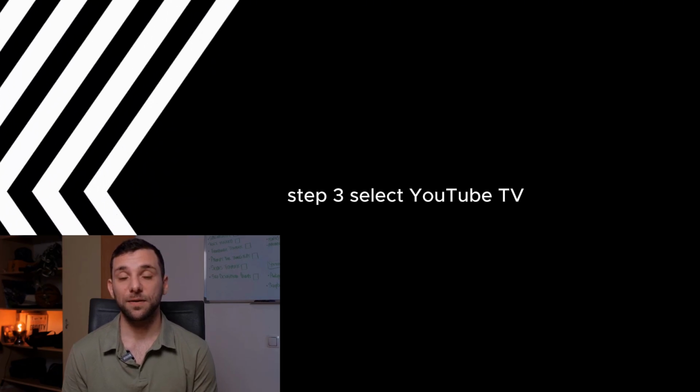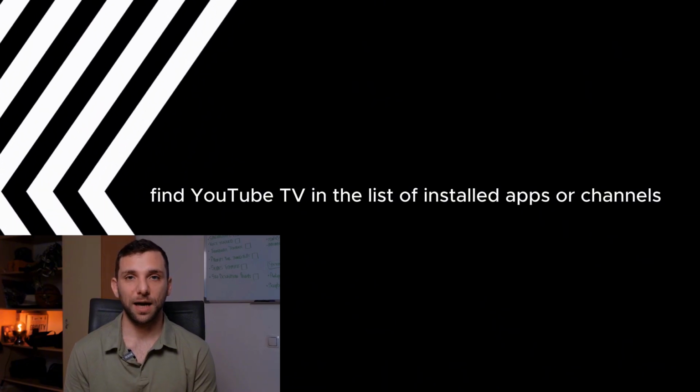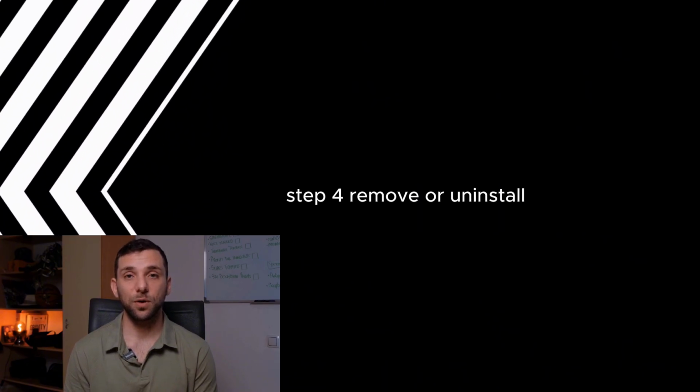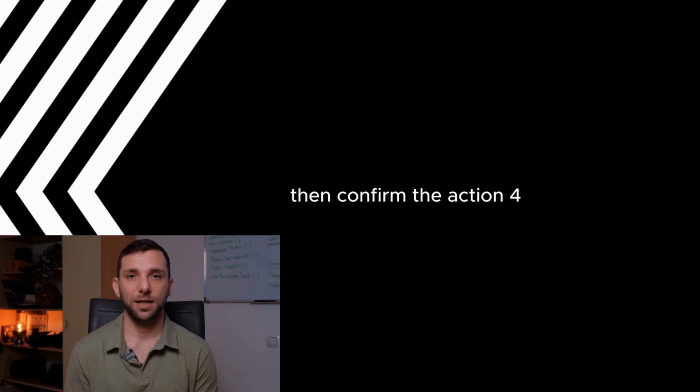Step 3. Select YouTube TV. Find YouTube TV in the list of installed apps or channels. Step 4. Remove or uninstall. Choose Remove Channel or Uninstall, then confirm the action.